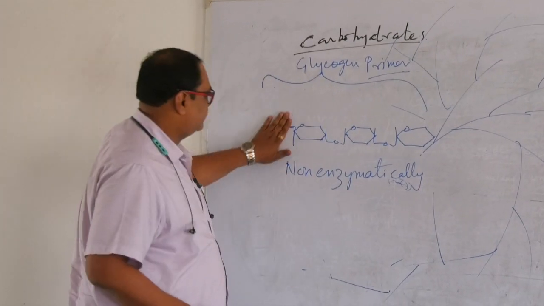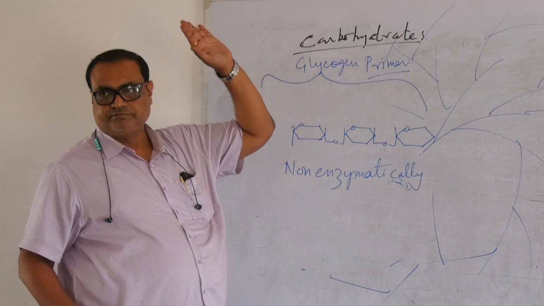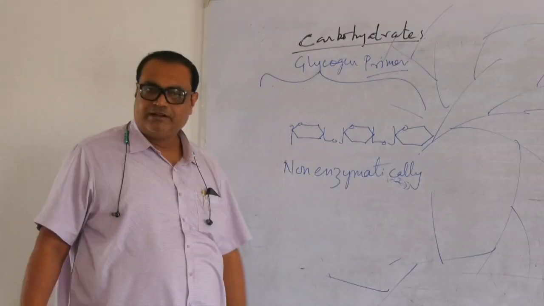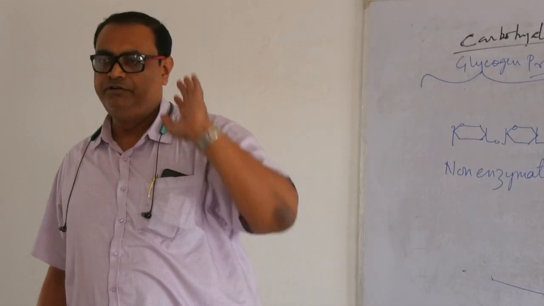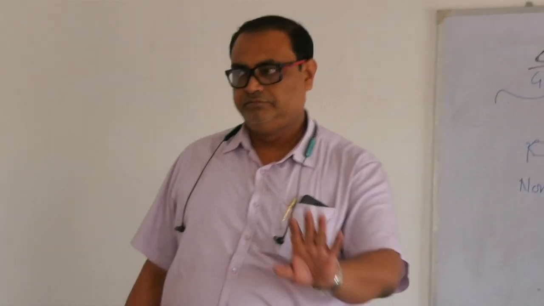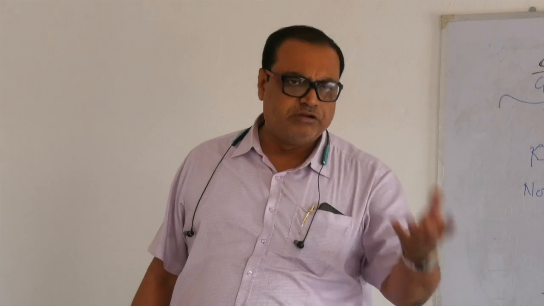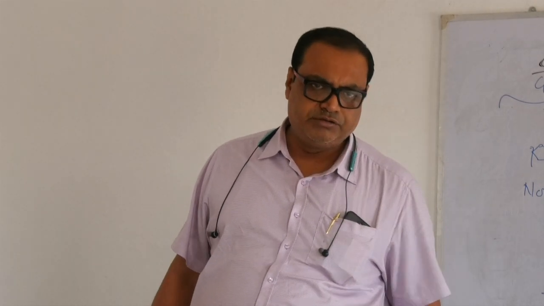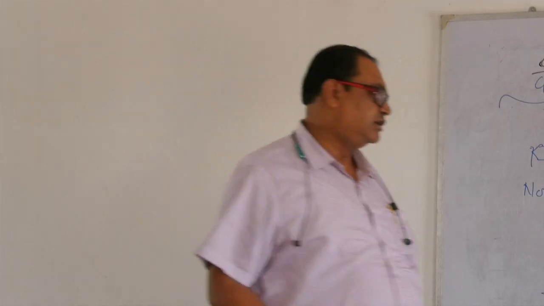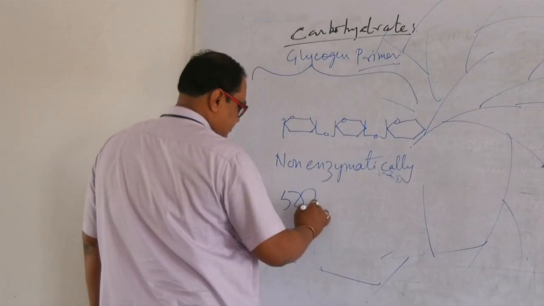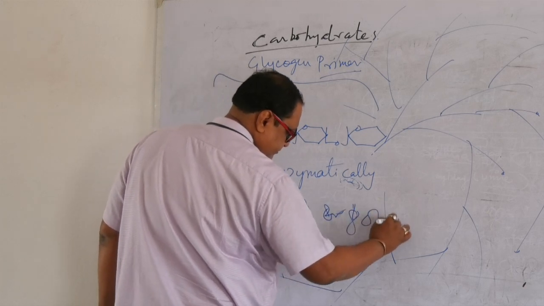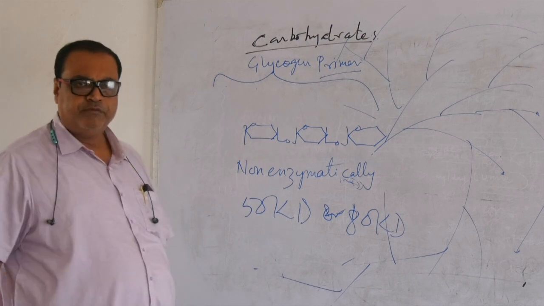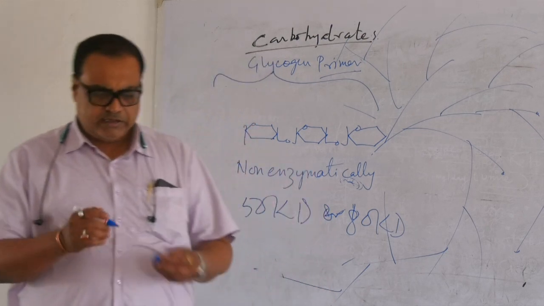Now in the case of muscle glycogen, this protein is absent. Muscle glycogen does not require glycogenin for the formation of the glycogen primer. Clear? It's a small protein of 50 to 80 kilodalton. This is synthesized inside the liver and used for synthesis of the glycogen primer.